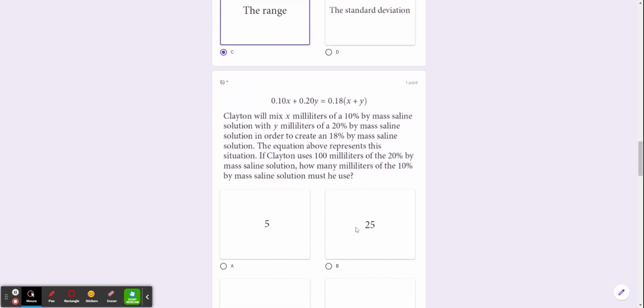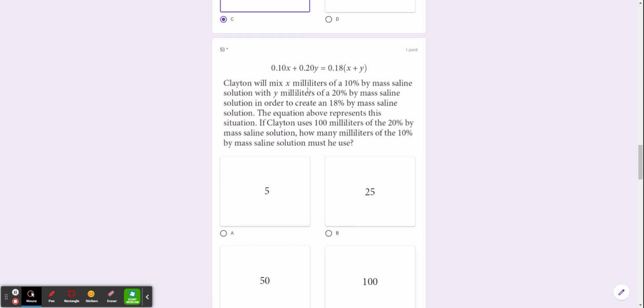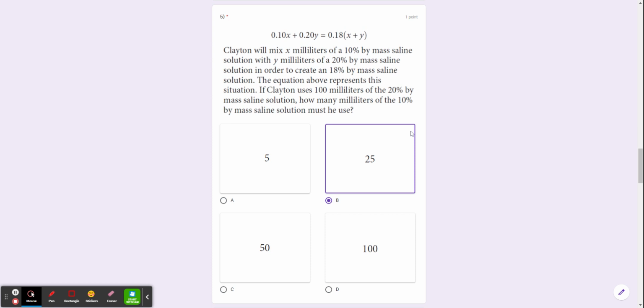Okay, this one here. So Clayton will mix X milliliters of a 10% solution, so that's this part here, with Y milliliters of a 20% solution, which is that number there, in order to create a solution that's 18%, so 0.18 of the mixture. If the equation above represents the situation, if Clayton uses 100 milliliters of the 20%, so that's my Y value, how many milliliters of the 10% must be used? So we're going to have to plug 100 in for Y, and then from there it's just solve the problem, which ends up, if you work it out, should be choice B.